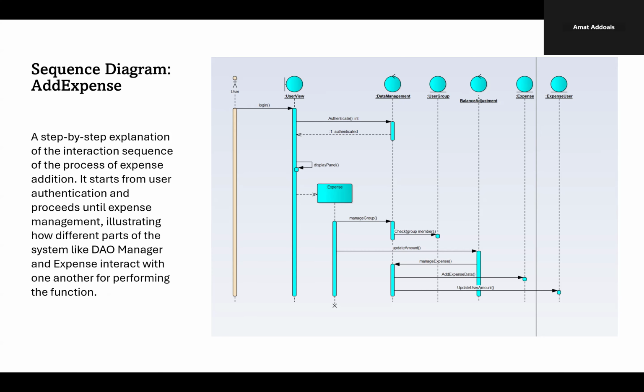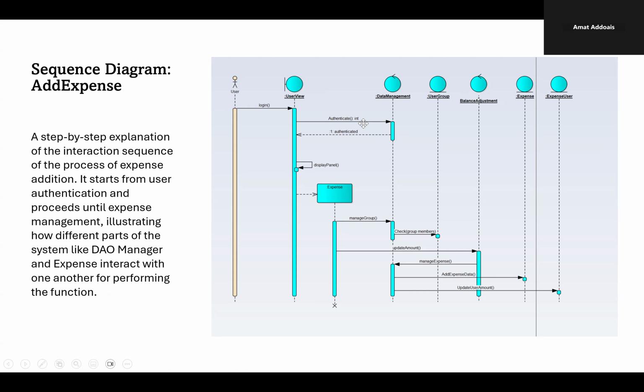Once everything is verified, the data management creates a new expense object and fills in the details, such as the amount, description, date, and who created it. Next, the data management communicates with the DAO layer to save that new expense into the database. And finally, the confirmation goes back to the user interface so that the user knows their expense was successfully added. This diagram shows how the system breaks down a user action and processes it step by step to ensure everything is accurate.